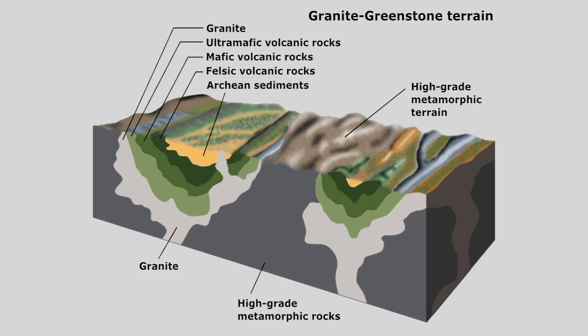The other type of Archean crust is high-grade metamorphic terrain. These are metamorphic rocks that are derived from compression, burial, and subsequent erosion of granitic crust. These are similar to the deeply eroded mountain chains that we see at present, but they aren't linear like mountain ranges that are formed from subduction zones or continent-continent collisions.